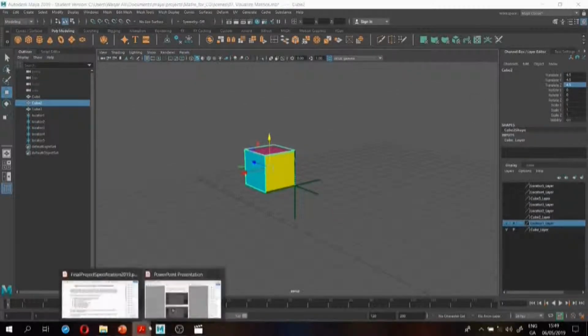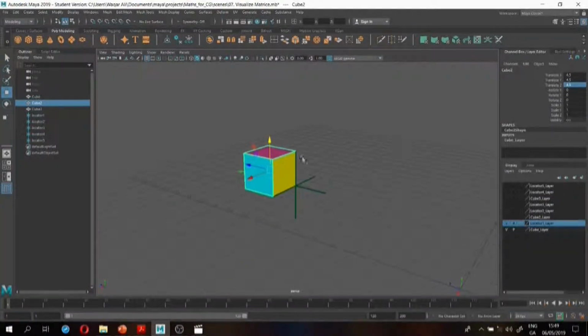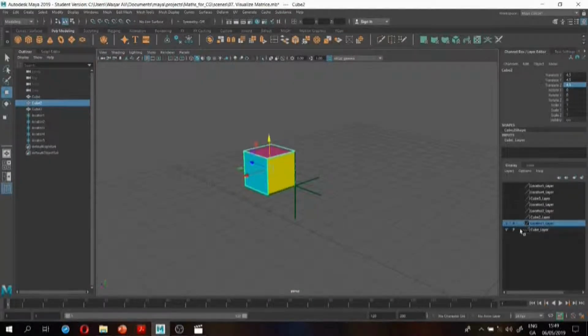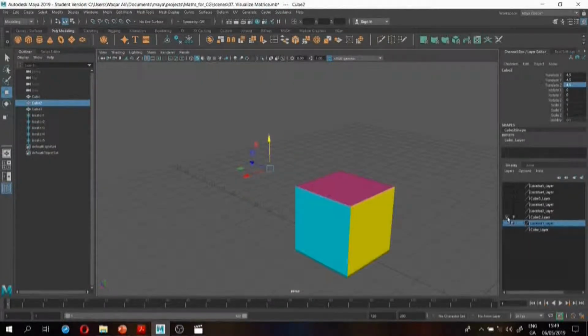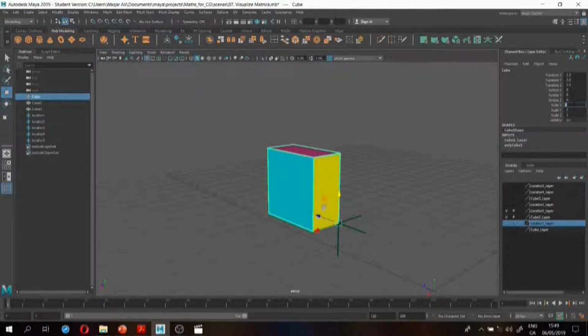The next thing is how to do the scaling. For scaling, I'll do a scaling of a matrix in Maya. First I locate the locator at 2, 2 and the cube at 2.5, 2.5. I set the origin from the bottom corner so that I can scale it. So what I did actually, the scale is here. Now we'll switch off this layer and go back to this layer. We'll set it to 2, 2 first.